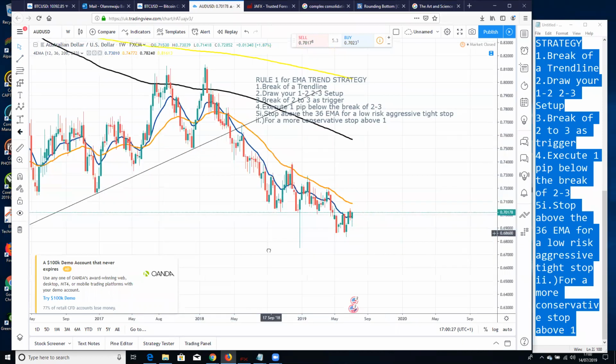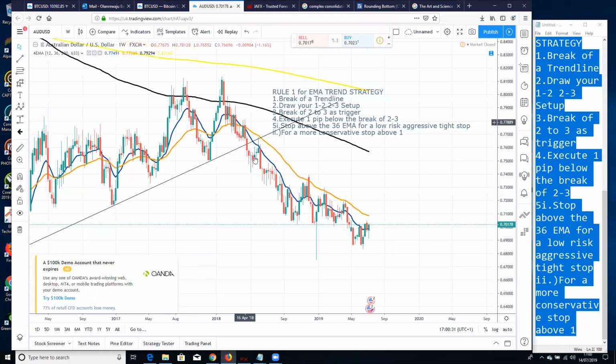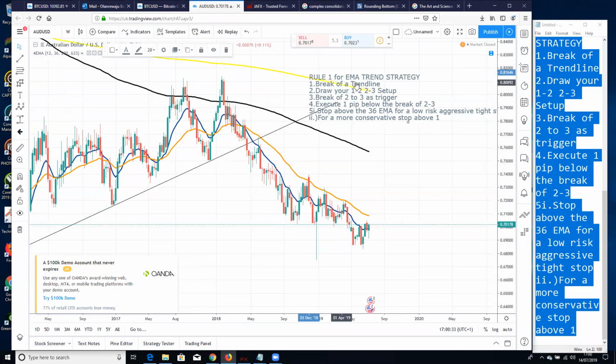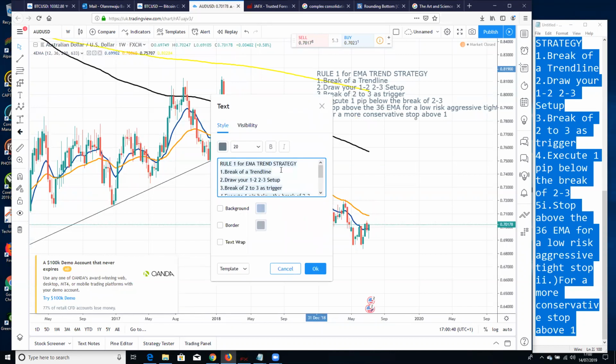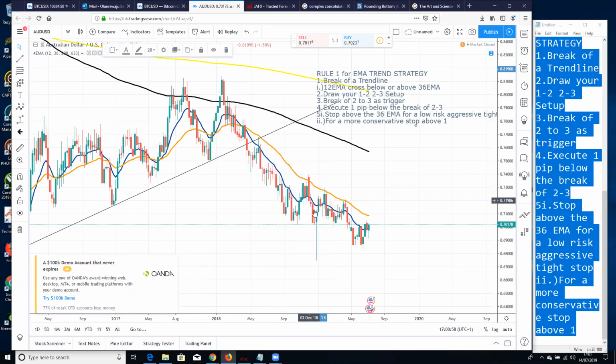So for now, you will be able to agree with me: 12 EMA cross, break of trend line, 12 EMA cross below 36 EMA. Those are the qualities of a downtrend. And price is still going down.